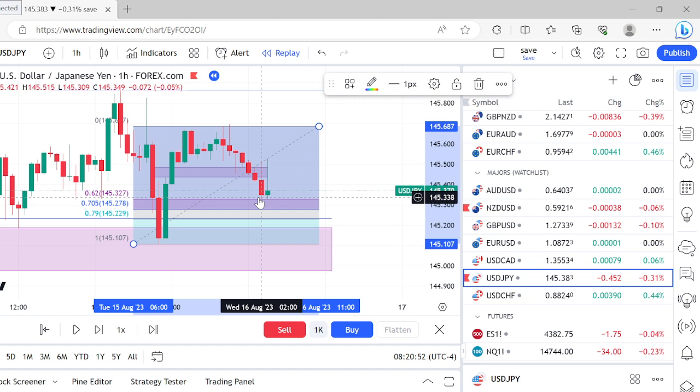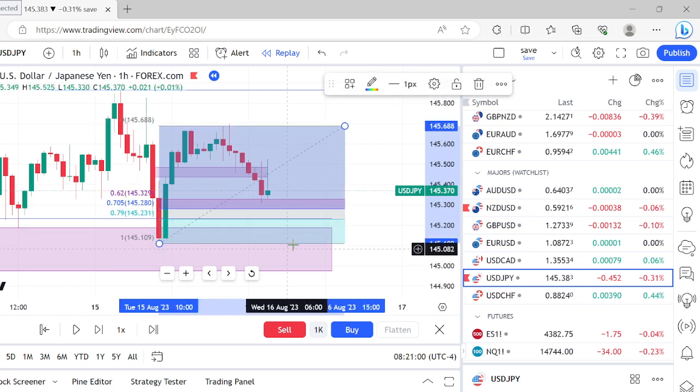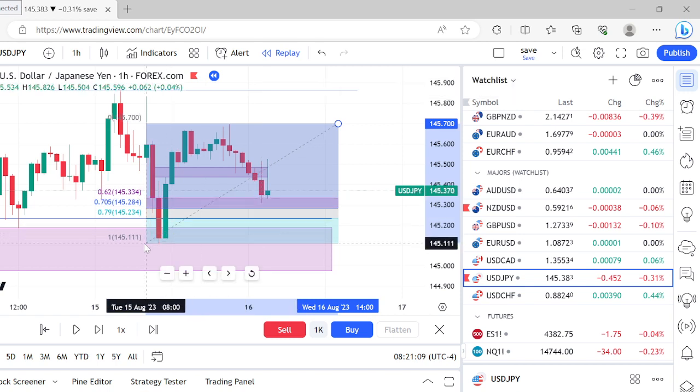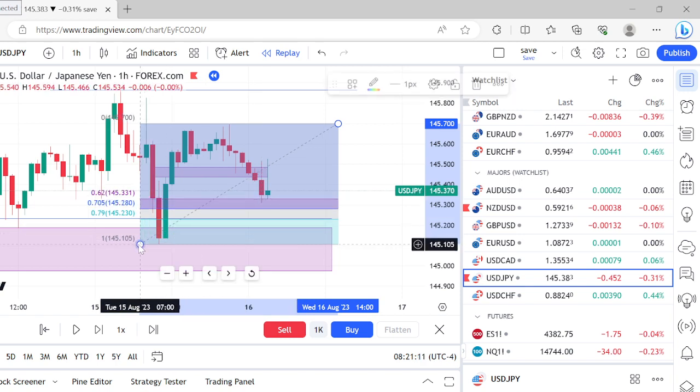Where's your stop going to be? Your stop is going to be underneath the low of the impulse leg. If it's a shorting scenario, well, then it's going to be on top of the impulse leg. It's that simple, guys. Let me put that back on there. So we're going to enter right there at 62%. You're going to have your limit order set right there, and you're going to get in. Your stop is going to be underneath that low.